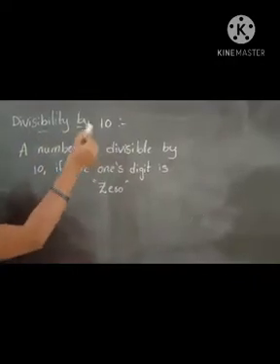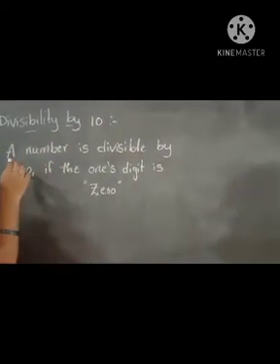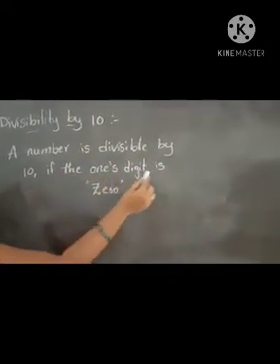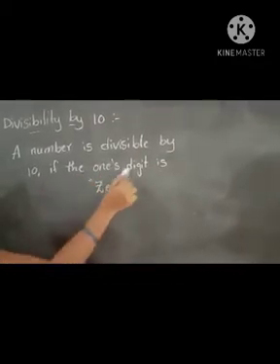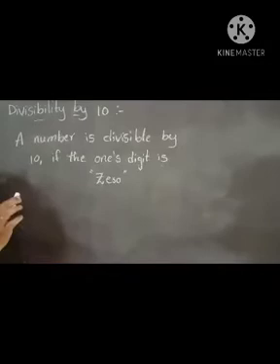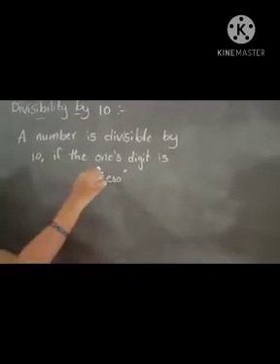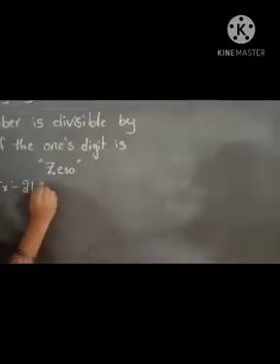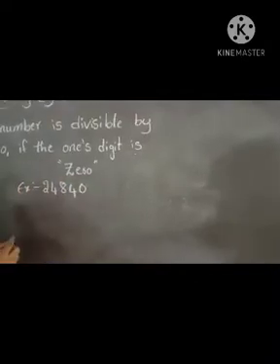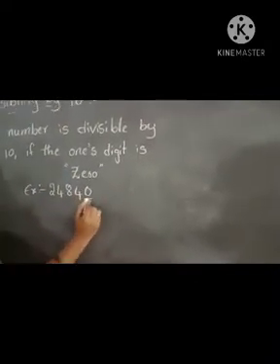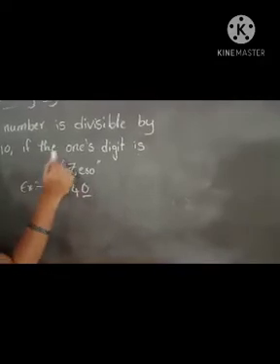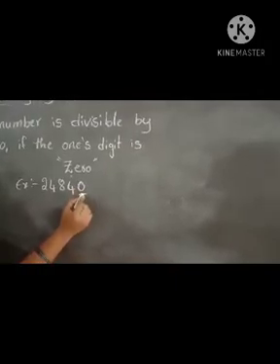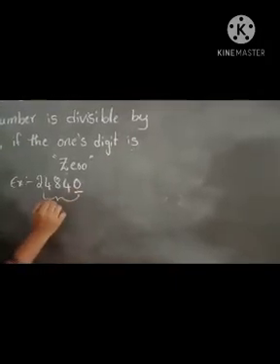Divisibility by 10. What is the rule? A number is divisible by 10 if the ones digit is 0. If in the ones digit 0 is there, then only the number is divisible by 10. For example, see here, 24840. In ones place, what is the number? 0 is there, no? Yes, 0 is there. So the total number is divisible by 10.